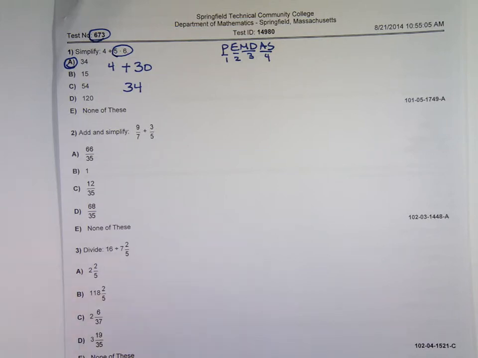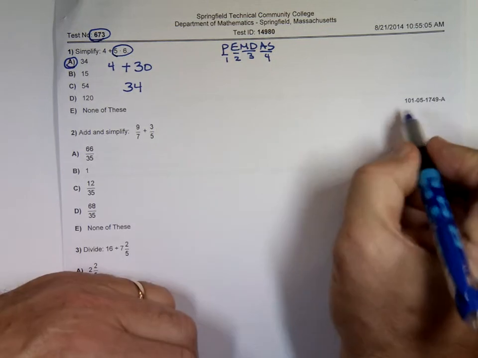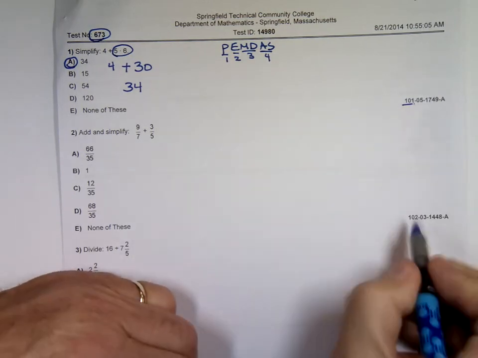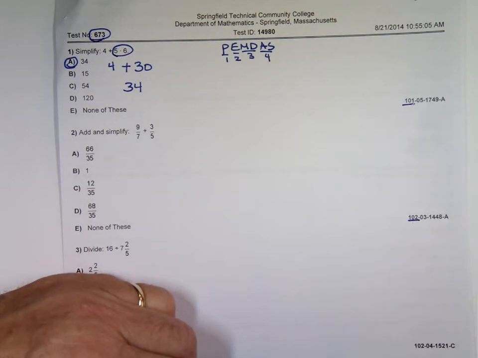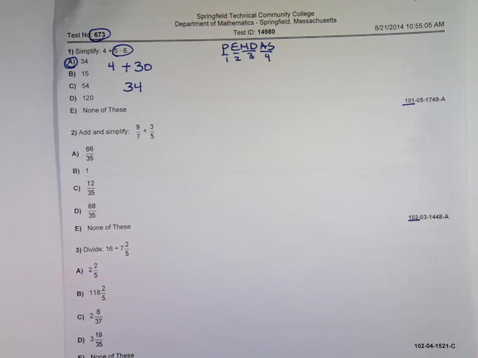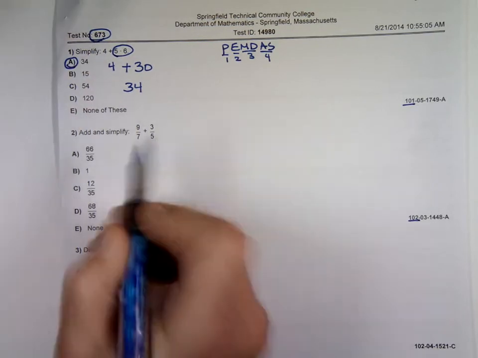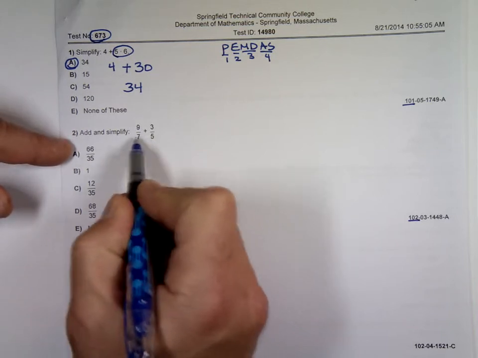And by the way, if you're wondering where the question's coming from, you see that number here? That says 101. That's chapter 1. 102, chapter 2. Next to each one. So the next question here, 9 over 7 plus 3 over 5. Well, we can't add if these numbers are the same, if the denominators are the same.